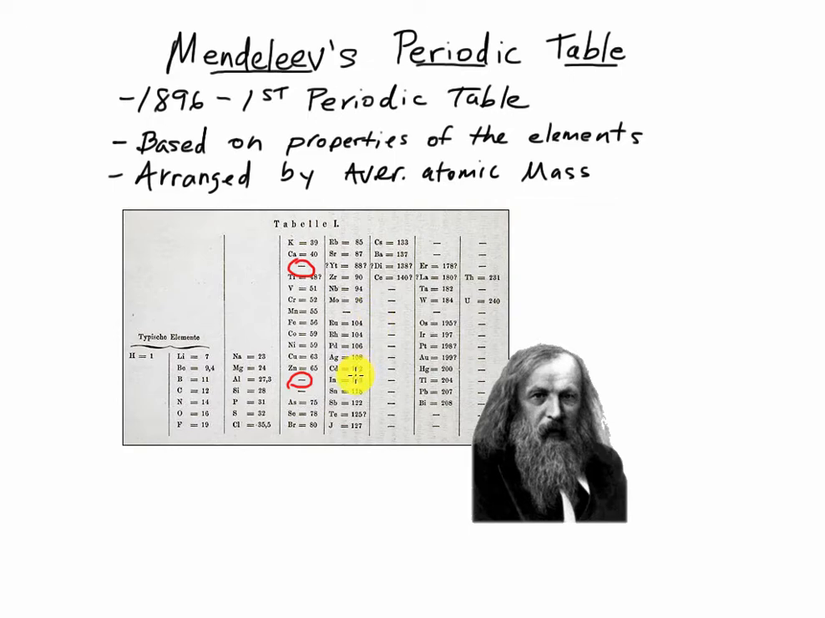They hadn't discovered them. So one particular one is this one that comes after silicon. He called it ecosilicon. And he not only predicted that there would be a new element that would fit in this spot, but he also predicted its properties, which is pretty bold. Not only that, but when they did discover it, it was called germanium, and the properties were almost right on the money.